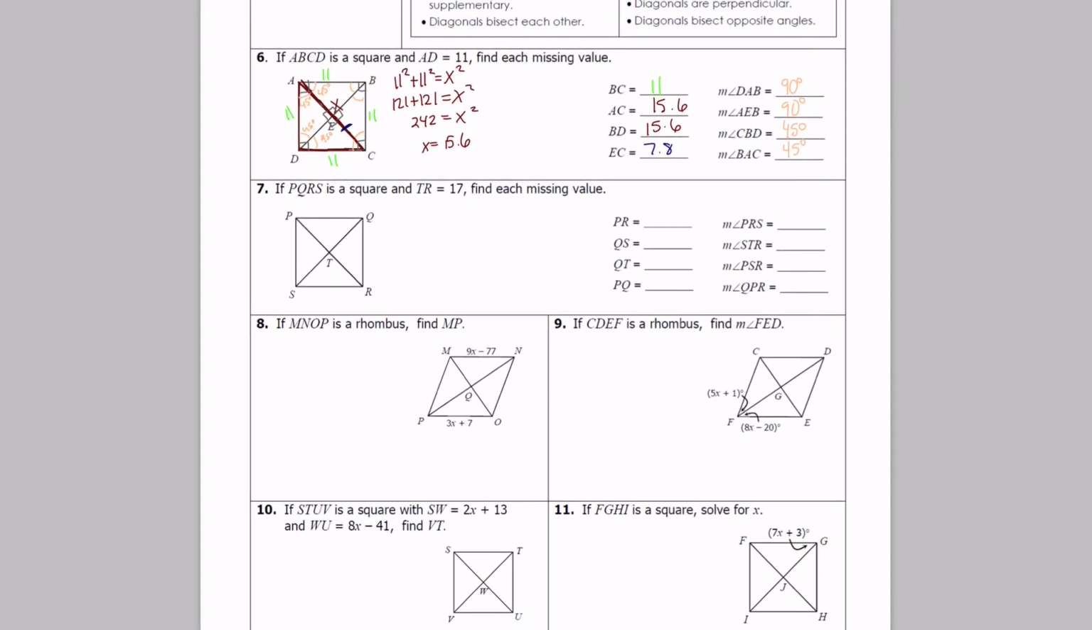So that's pretty much it. Go ahead and finish 7, and then 8, 9, 10, and 11. Throw some algebra in there. So that, I think, will be all for rhombi and squares. So mark the ones you have questions on. Come to class with your notes done.